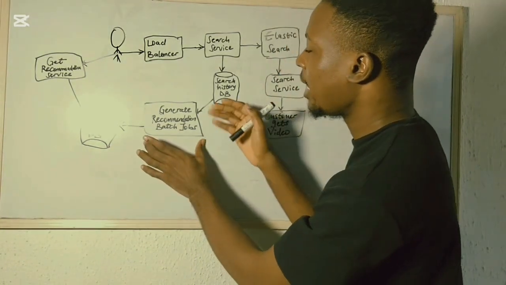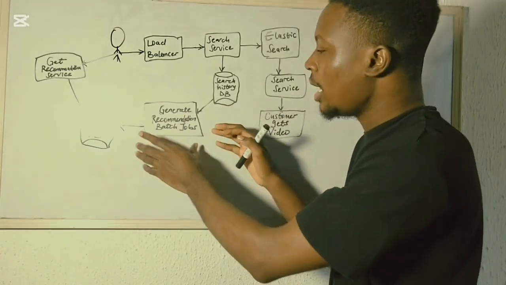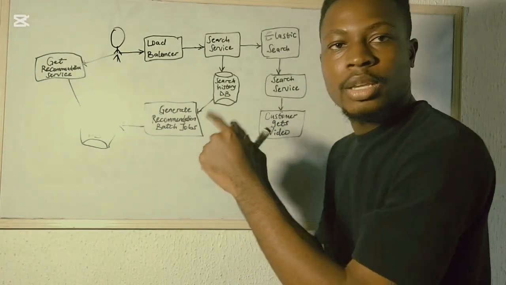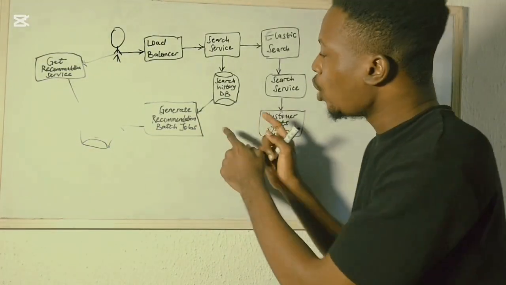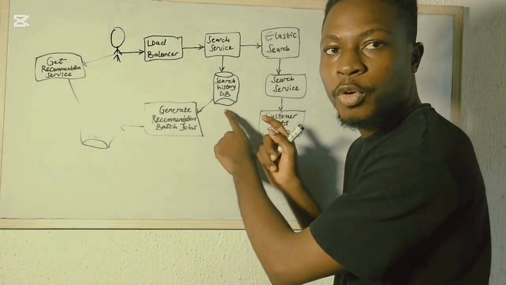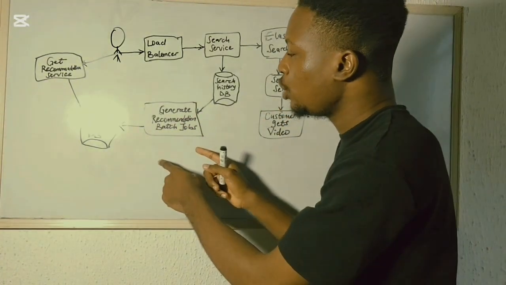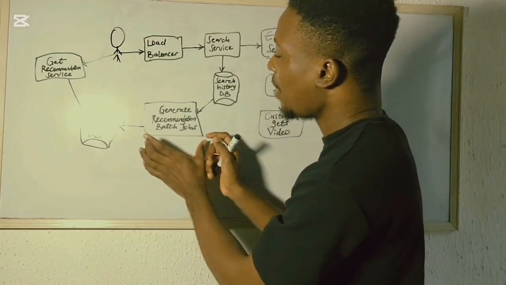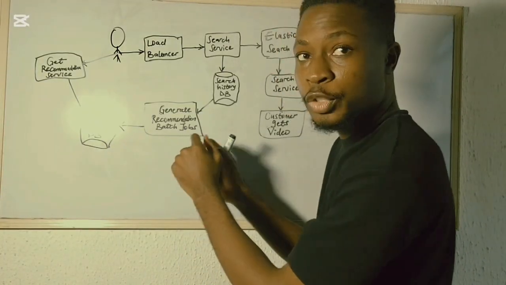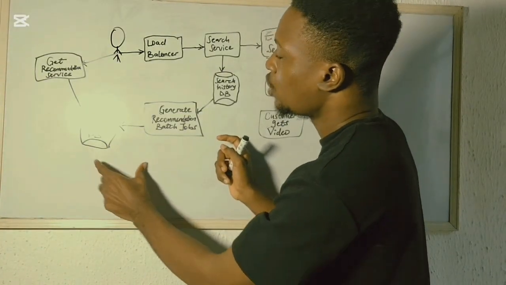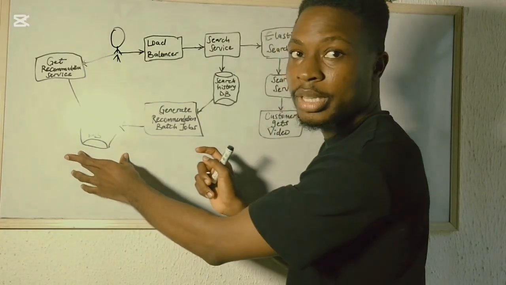Now this is our API, get recommendation batch jobs. Our API generates videos for you based on what you have searched for from our search history database. After generating the videos for you, it saves those videos into our get recommendation database.